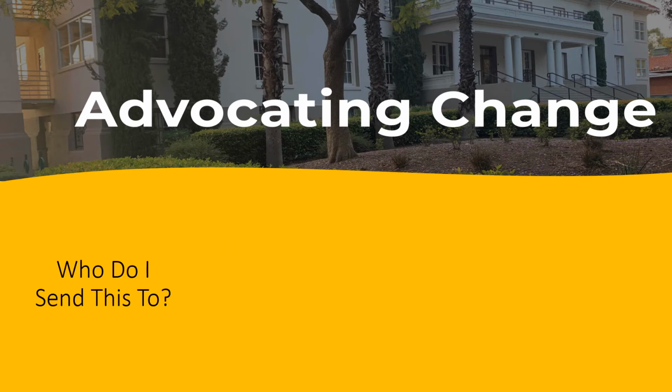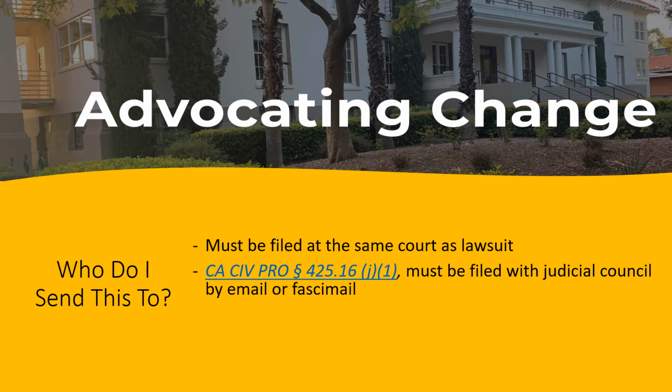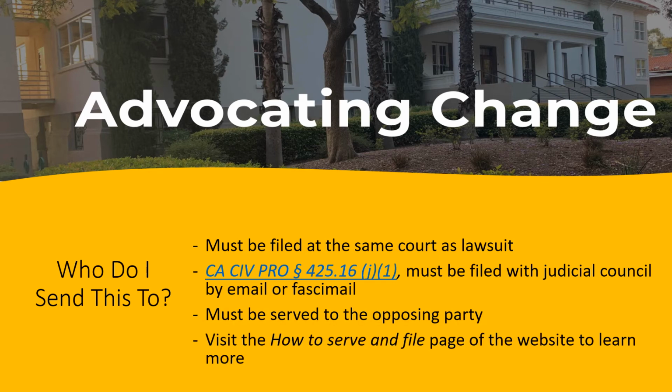Who do you send this to? Your anti-SLAPP motion must be filed with the same court the lawsuit against you has been filed. Also, according to the California Code of Civil Procedure, Section 425.16(j), the motion is to be filed with the Judicial Council by email or fax mail. The motion must be served to the opposing party. To learn how to serve the opposing party and to file with the court, please visit our How to Serve and File Forms page on our website.